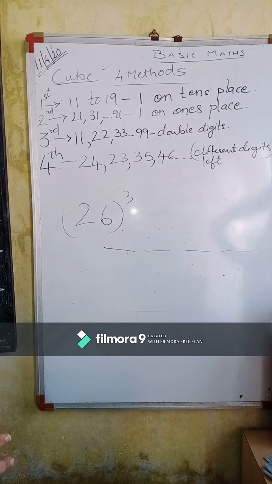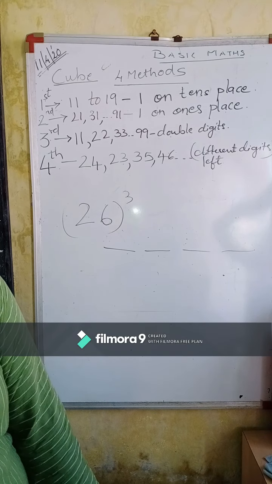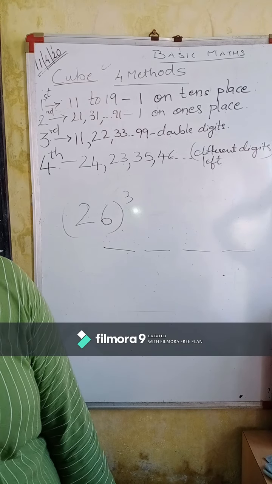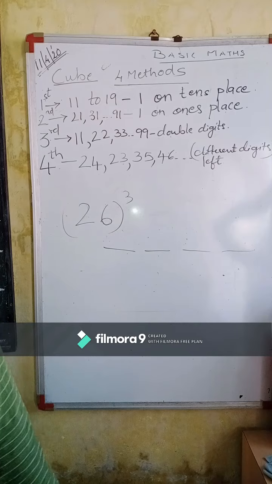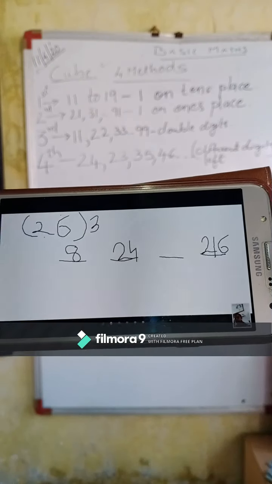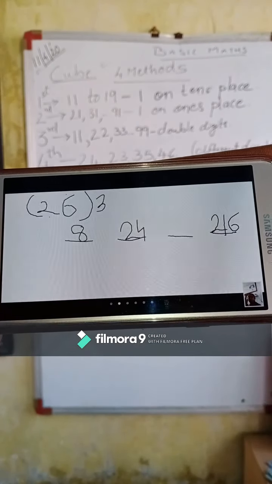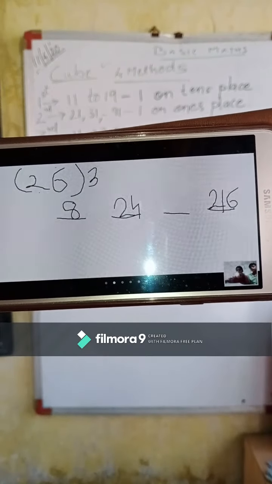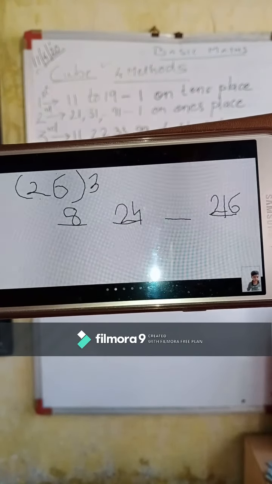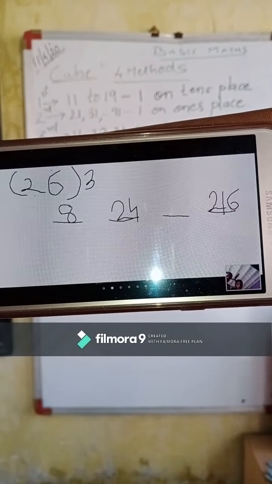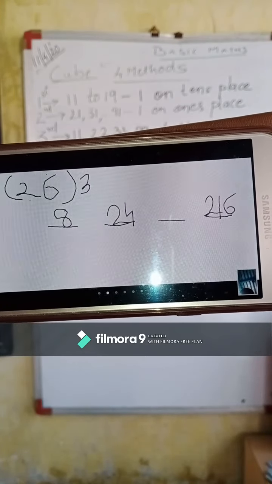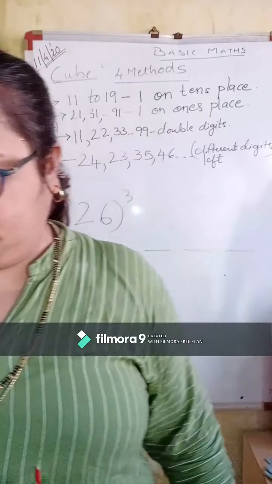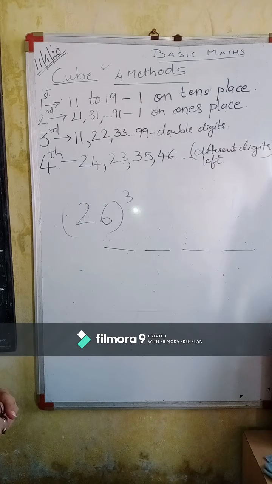Yes, do 26 cube. 26 cube. Yes, correct. Next 6 square into 2. We are doing that sum.